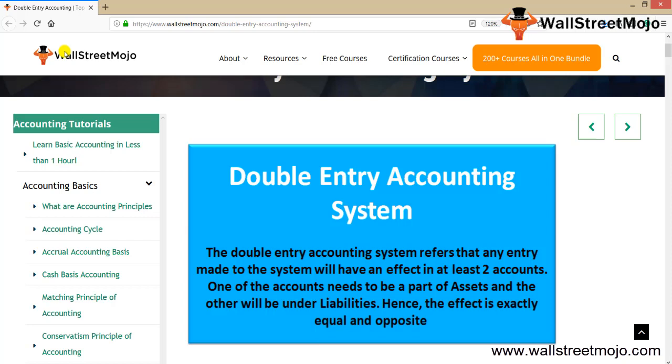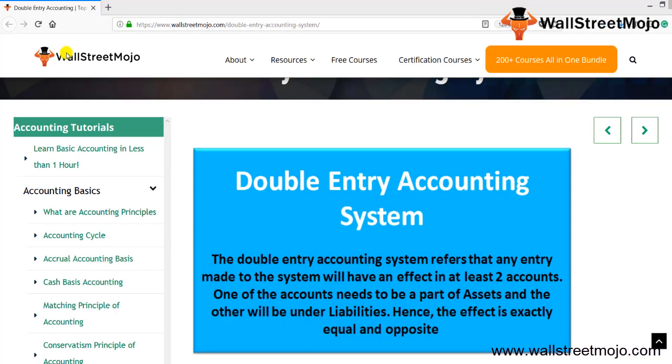So let's understand the basic concept of the double entry accounting system, which is like the backbone of the entire accounting system. The double entry accounting system means that any entry made in the system will have at least two accounts. Very important word. One account needs to be part of the assets and the other has to be part of the liabilities, and hence the effect is exactly equal and opposite. Assets and liabilities are opposite to each other. So if assets increase, then liabilities have to reduce, in equal proportion. Let's understand this in complete detail.